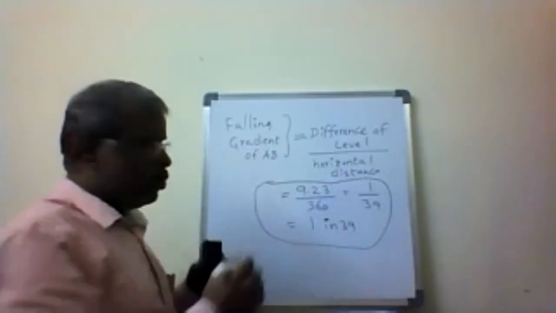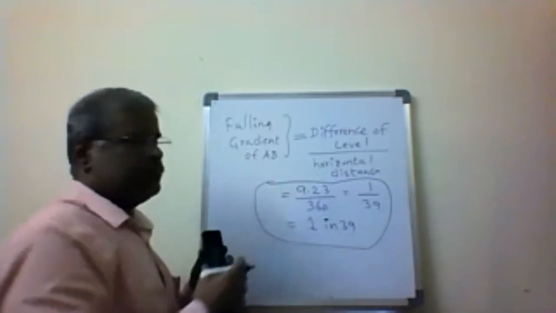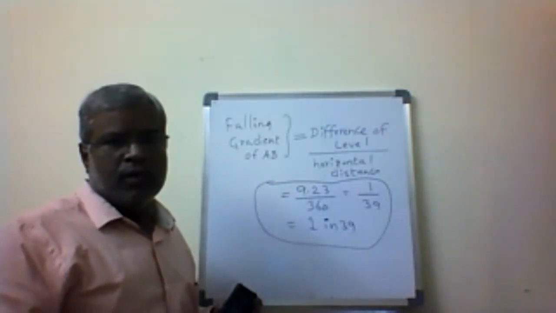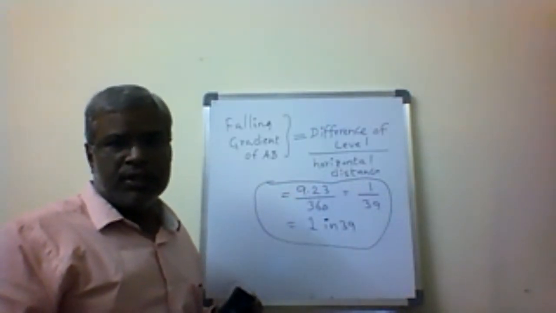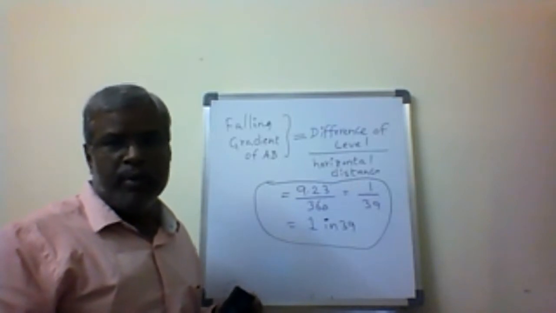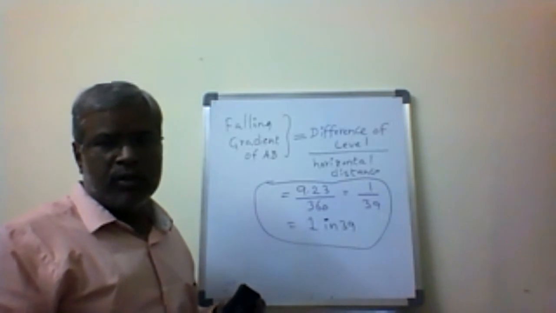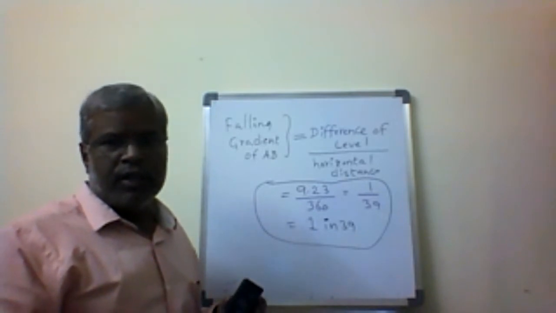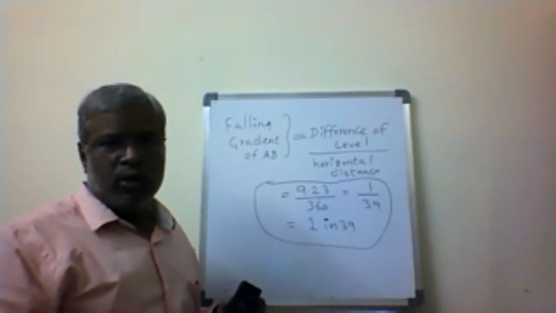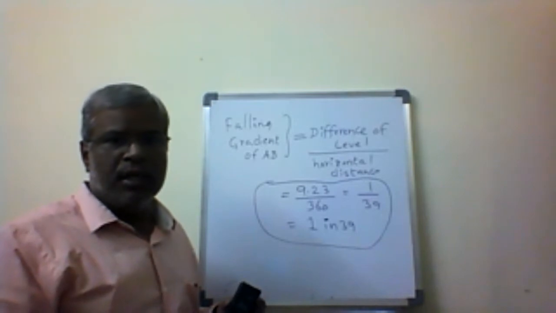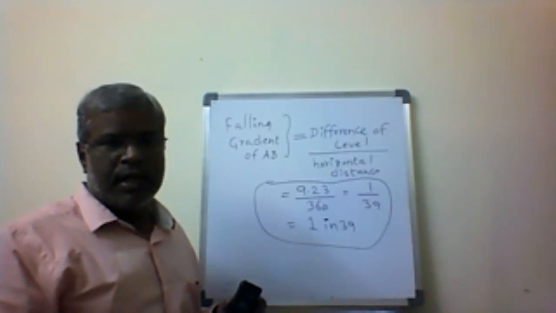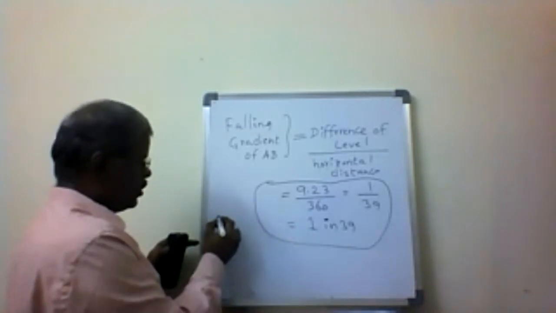So this is the slope. 1 in 39 is the slope. For every 39 meters of horizontal distance, 1 meter of fall is going to be there. That is the meaning of 1 in 39. So for every one vertical to 39 horizontal, a fall of 1 meter will be there. That is what we call the gradient. Gradient is called the slope of the line. So we calculated the slope of the inclined line from the vertical and horizontal distances.